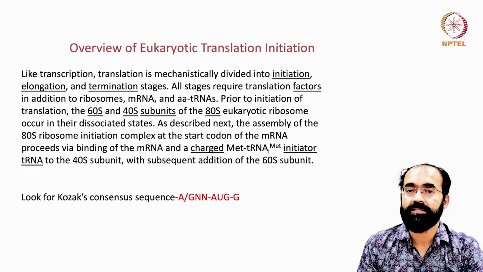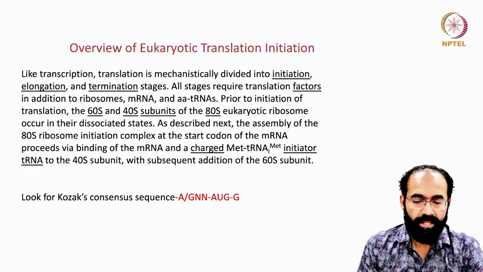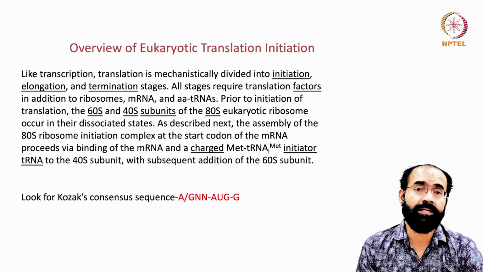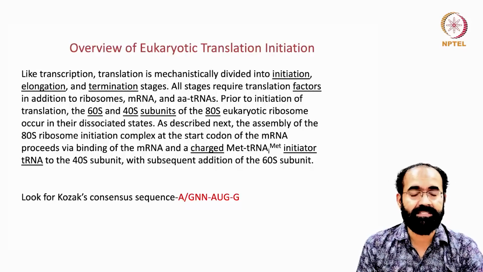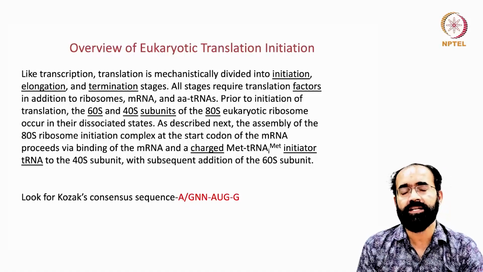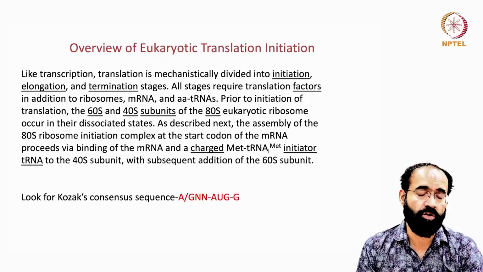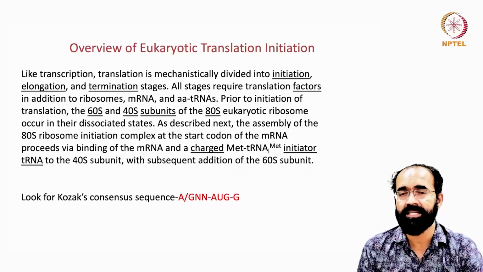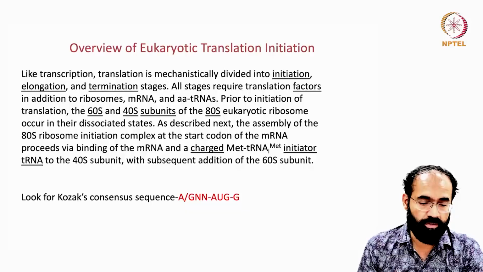MET tRNA means this tRNA carries methionine, and this is called the initiator tRNA. So, methionine tRNA in this case is the initiator tRNA, but methionine can come elsewhere also in the proteins. It is not that every protein will have only one methionine, that is the first methionine. Not like that. Methionine can come later on also.